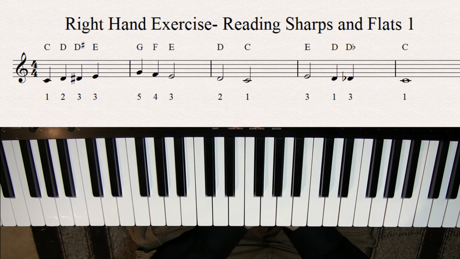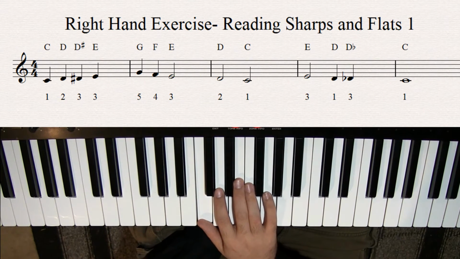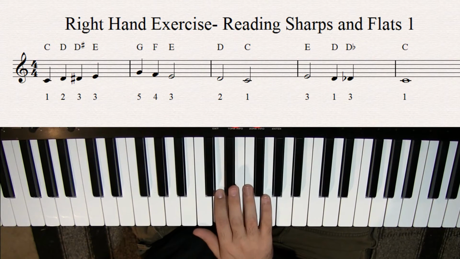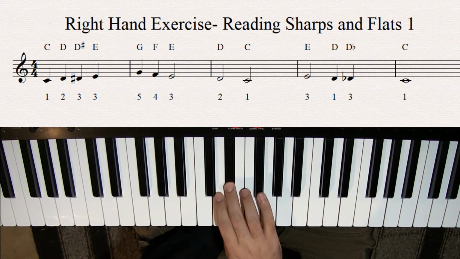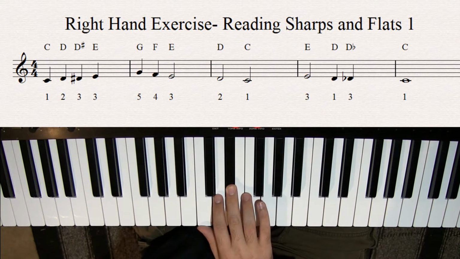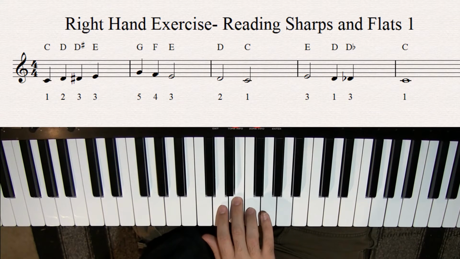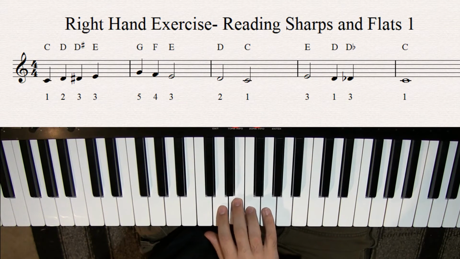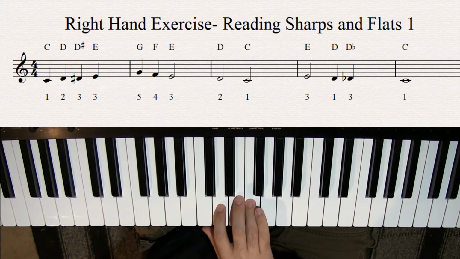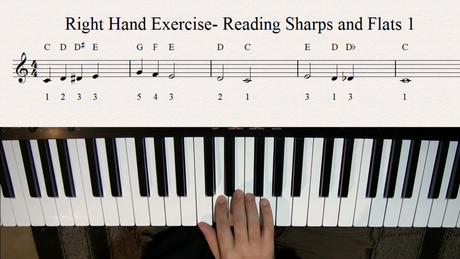We've got C, and where is this C? What do you think? I hope you said middle C, right there. This first note is C with finger 1, D finger 2. Finger 3 on D sharp right here. Then you can slide finger 3 into the next note, which is E. Then finger 5 with G. Finger 4 with F. Finger 3 with E. Finger 2 with D. Finger 1 with C.